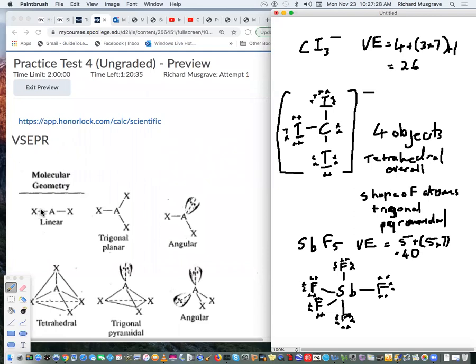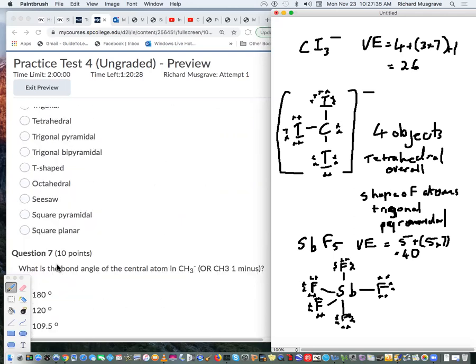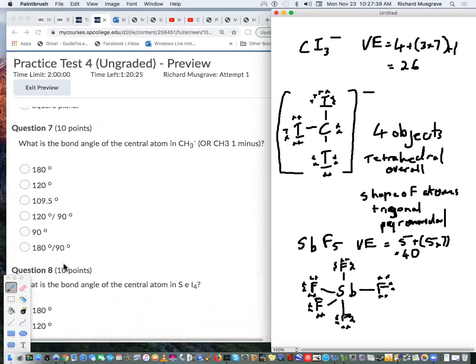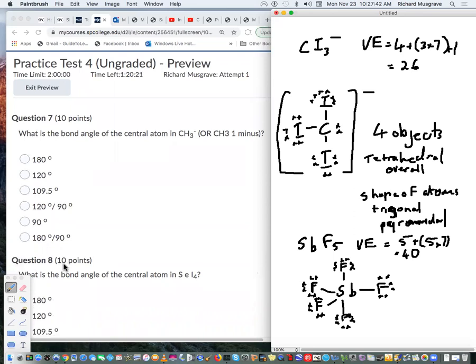What about tetrahedral? What would you think that? 109.5. Okay. But look here, David. You see the list? It gives you a list. I'm not going to say it's in order, but it gives you a list. And then you pick which one it applies to. So if you're looking at that list, 180, that's linear. 120, that would be trigonal planar. 109.5, that's tetrahedral. 120 degrees and 90, that would be trigonal bipyramidal. 90 degrees would be square planar, and 180 and 90 degrees would be octahedral.